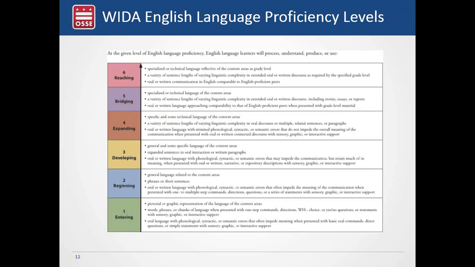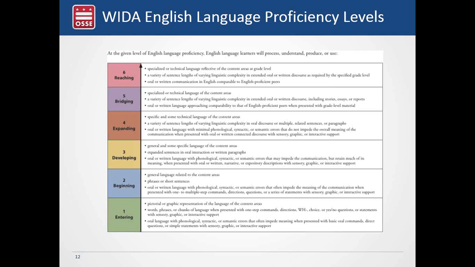WIDA has also provided a graphic to show how proficiency goes up, how it increases. I want to mention that in the GoToWebinar platform, there should be a handout available for you. It will also be made available at the end of this presentation. You'll receive a survey via email, and there will be an attachment that includes some of these WIDA graphics for you.